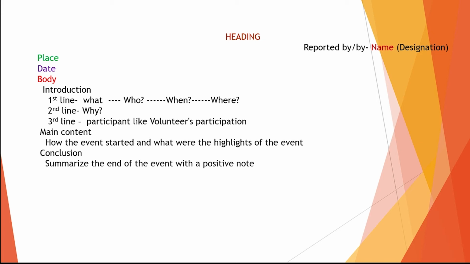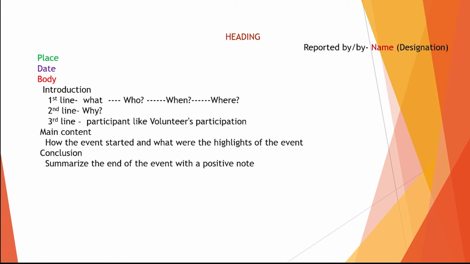Lions Club organized a blood donation camp in your college for your students. Write a report of the event as a paper reporter. Here the heading is going to be Blood Donation Camp at Loyola College. Place is going to be Chennai. Then reported by XYZ, reporter, The Hindu. Then the date, maybe 1, 2021.